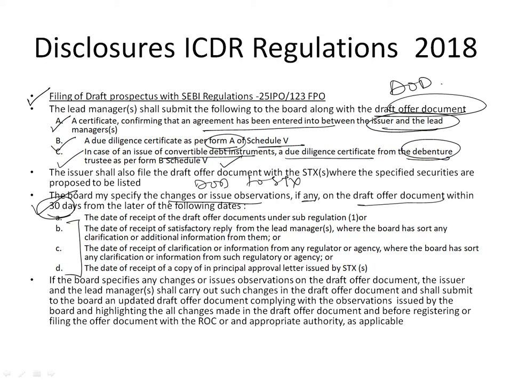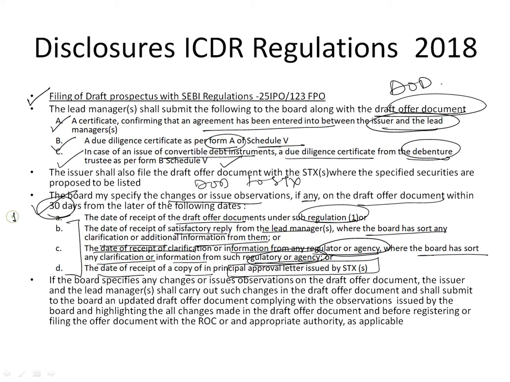Now, the first incident says, the date of receipt of the draft offer document under sub-regulation 1; the date of receipt of the satisfactory reply from the lead managers where the board has sought any sort of clarification; the date of receipt of the clarification or information from any regulator or agency where board has sought any clarification or information from such regulatory or agency; the date of receipt of copy of in principle approval issued by stock exchange. So the first is sub rule 1. Then if board is seeking any information or clarification from any sort of agency, or from lead managers, or once the stock exchange has given their in principle approval letter for the security to be issued to the stock exchange and to the general public.